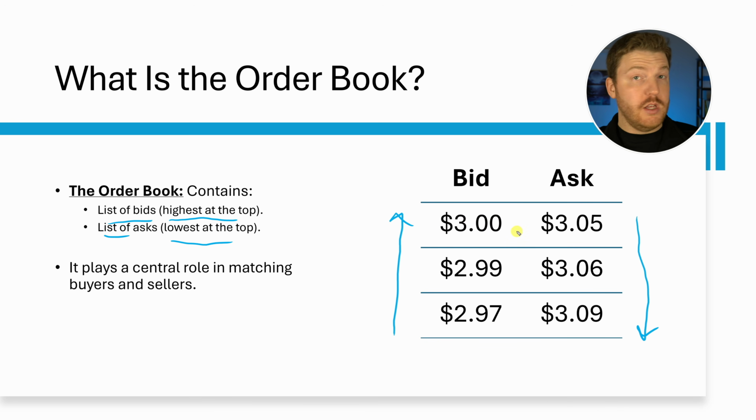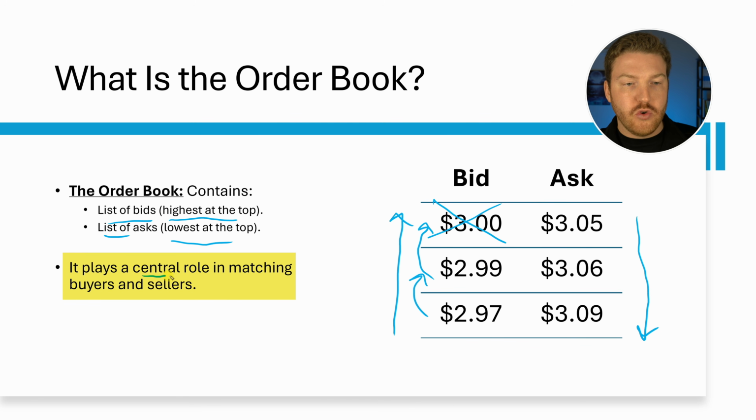Now imagine that there is just an order sitting here in the order book. Someone is willing to buy this from me for $3, and then I sell it to them for that amount. Well, now this might be out of the order book, and now the next best thing that anyone could sell one of these assets for would now be $2.99. So basically this one would shift up to the top, and it would shift up like that. And so this order book will constantly be updating with people putting in new orders. We can say that the order book plays a central role in matching buyers and sellers.